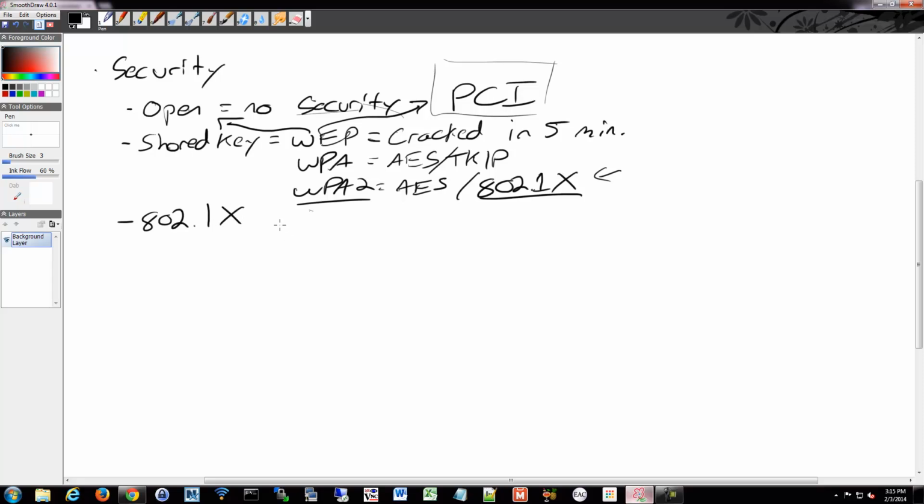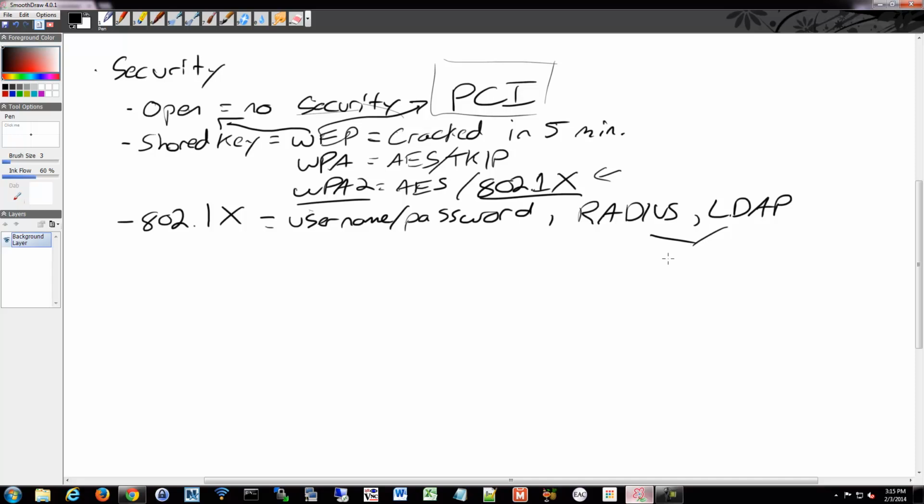So 802.1x requires a username and password, and you can run that through to an upper level server such as Radius or LDAP or something like that. So you can check on those user databases, which are tied into your environment's configuration and HR systems and all that stuff. This is used in larger businesses.